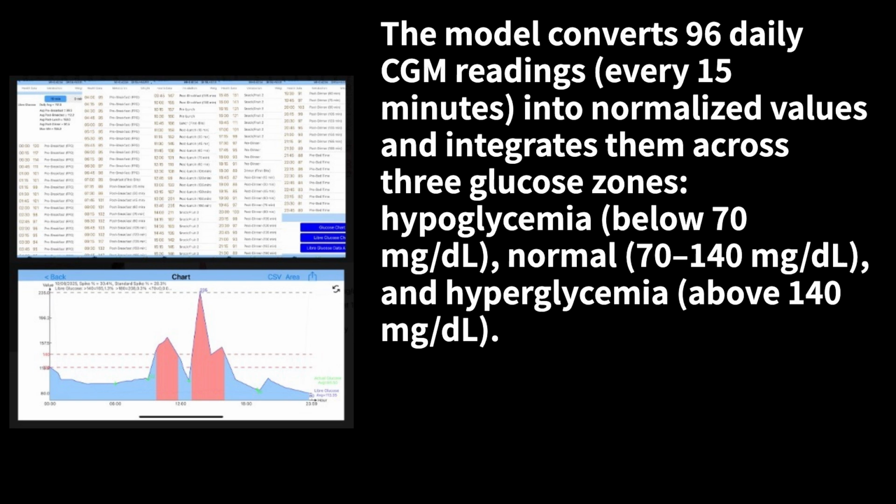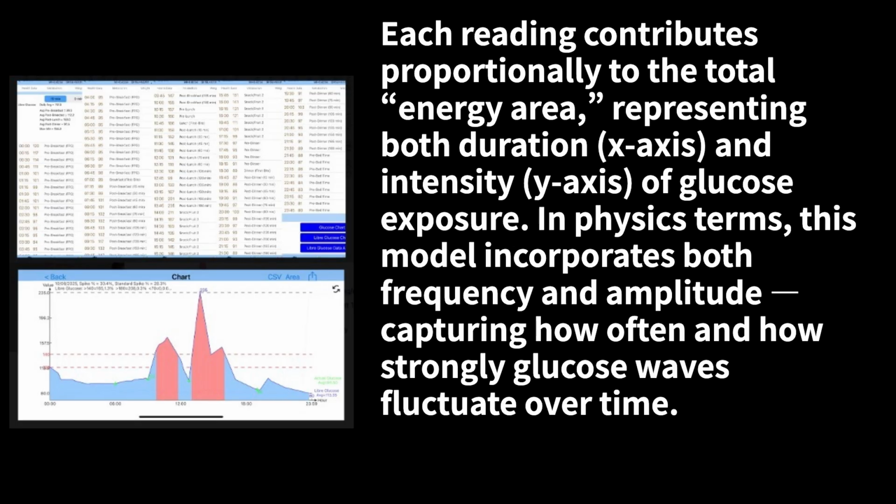The model converts 96 daily CGM readings, every 15 minutes, into normalized values and integrates them across 3 glucose zones: hypoglycemia, below 70 mg/dL; normal, 70-140 mg/dL; and hyperglycemia, above 140 mg/dL. Each reading contributes proportionally to the total energy area, representing both duration (x-axis) and intensity (y-axis) of glucose exposure.